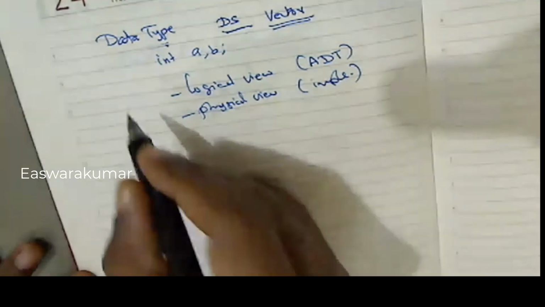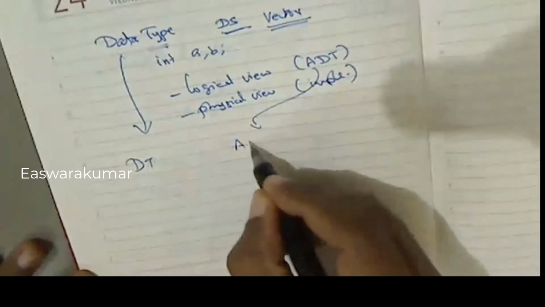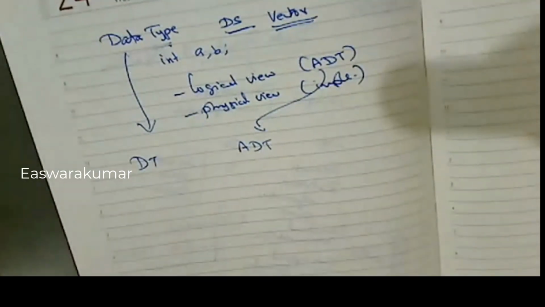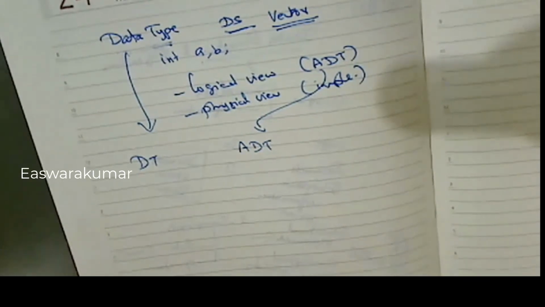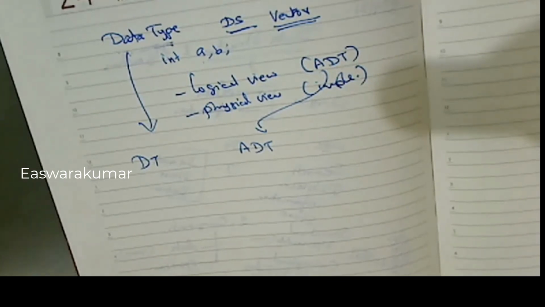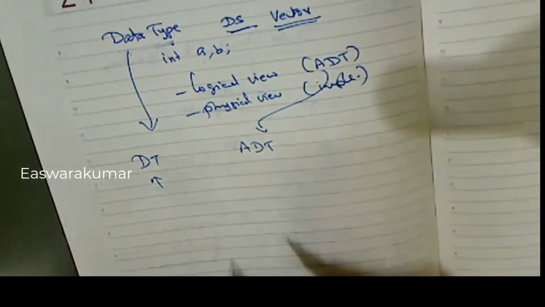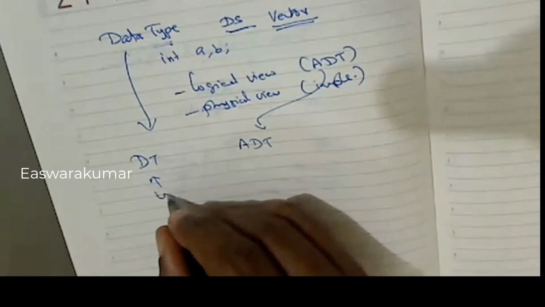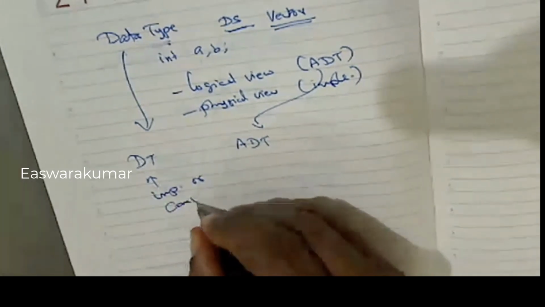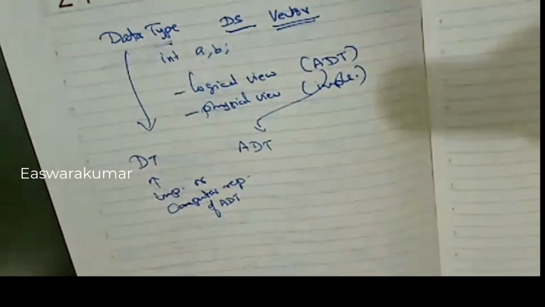Okay, here two things we have studied. One is called data type, and the other one is ADT. So what's the difference between these two? Okay, the data type is actually the implementation or computer representation of ADT. We can say that implementation or computer representation of ADT is called data type.